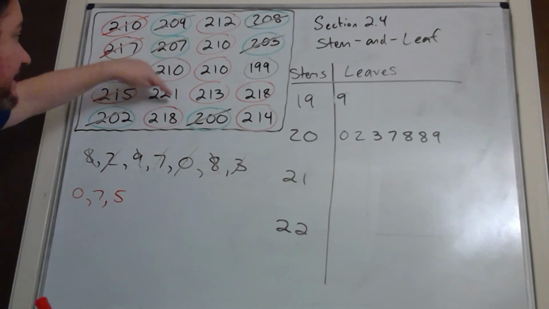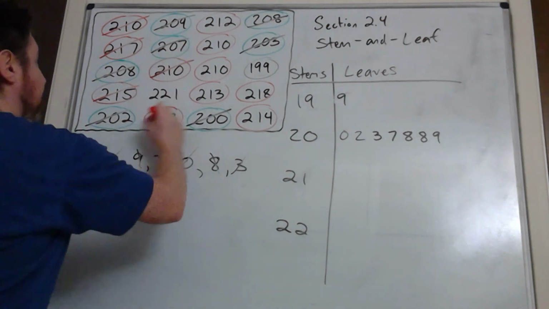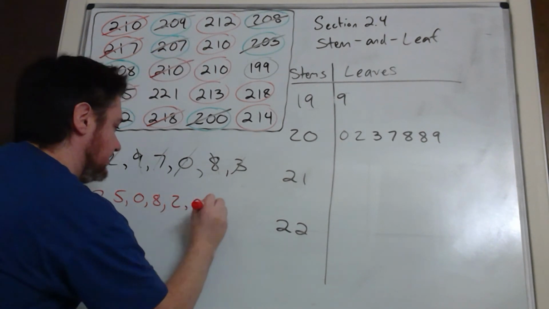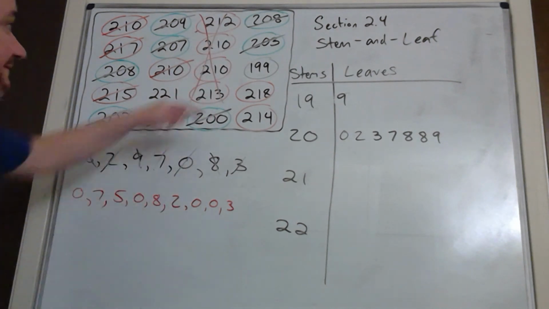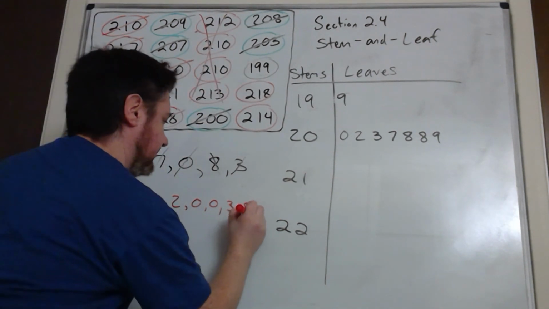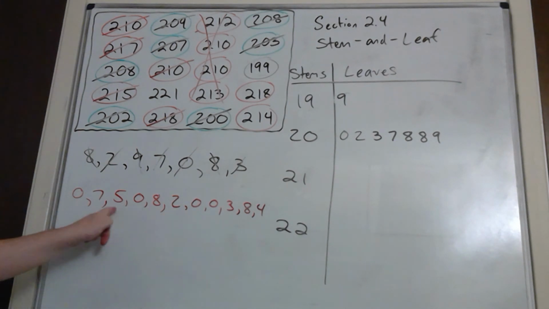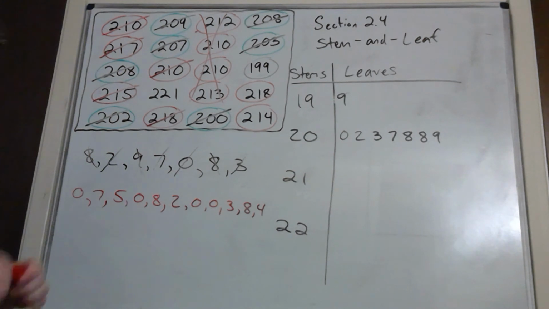Now I see a 0 and an 8. Took care of that. Now I see a 2, a 0, a 0, and a 3. So 2, 0, 0, 3. Just cross it off like that. And finally an 8 and a 4. Okay. 11 red digits right there. We had 11 things circled up there, so that's good.